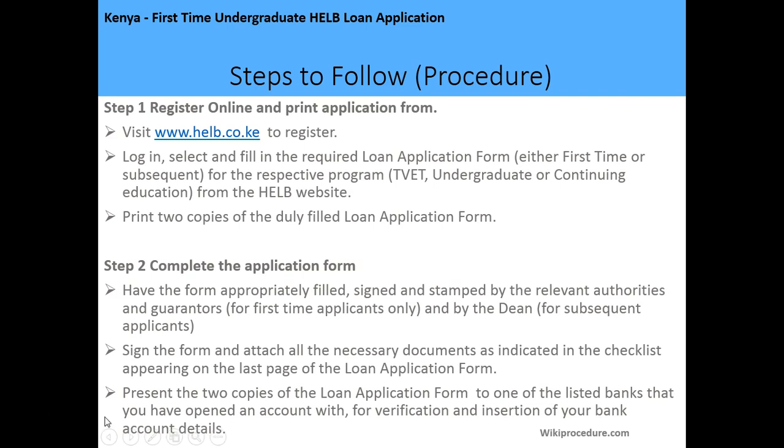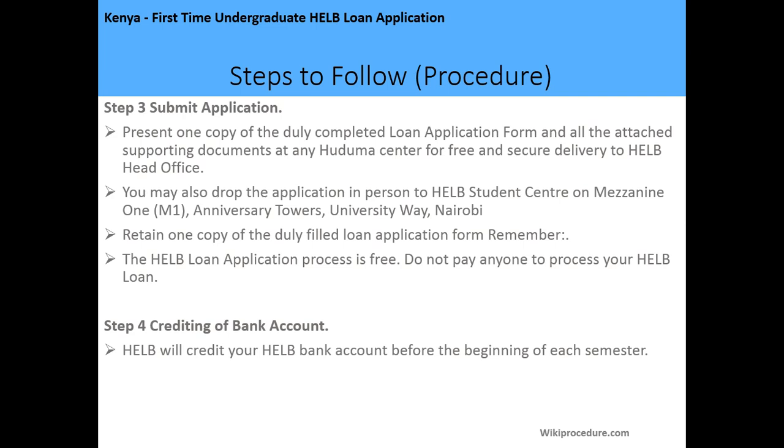Number 3, after that, you need to present the 2 copies of the loan application form to one of the banks listed that you have opened an account with for verification, and insert your bank account details. After that, you can go ahead and submit your application. Present 1 copy of the duly completed loan application form and all the attached supporting documents to any Huduma Center for free and secure delivery to the HELB head office. Or you may also drop the application in person at the HELB Student Center on the mezzanine 1 floor at Anniversary Towers on University Way, Nairobi.